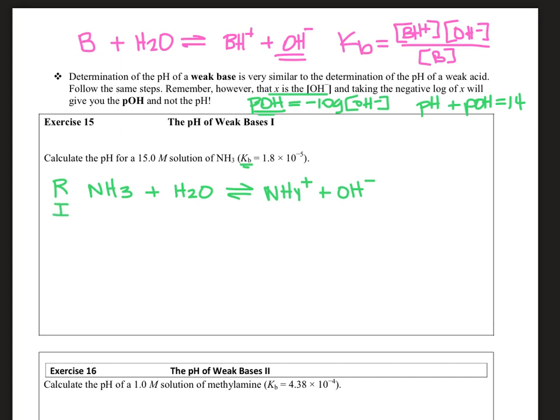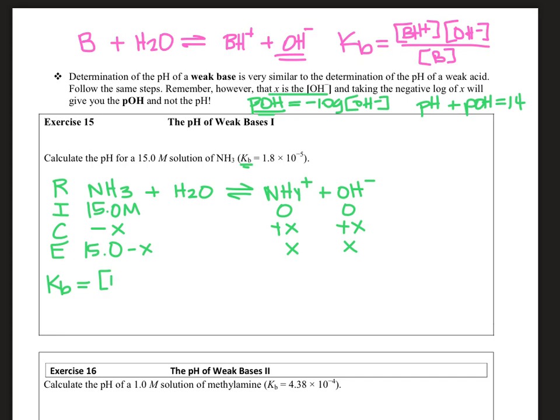The initial concentration of the ammonia is 15 molar, and we're going to assume we're not starting with anything of the others because it didn't talk about it. My change, of course, is the same: minus X, plus X, plus X, right? And so at equilibrium, I'm going to have 15 minus X, X, and X. So my equilibrium expression is a little different, right? So when I do my equilibrium expression, I'm going to have a Kb equal to the concentration of the ammonium ion times the hydroxide ion over the ammonia.